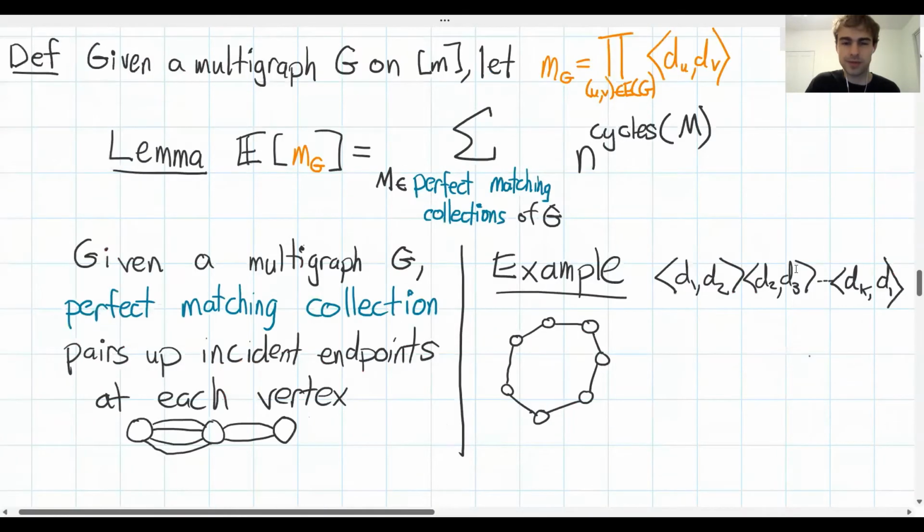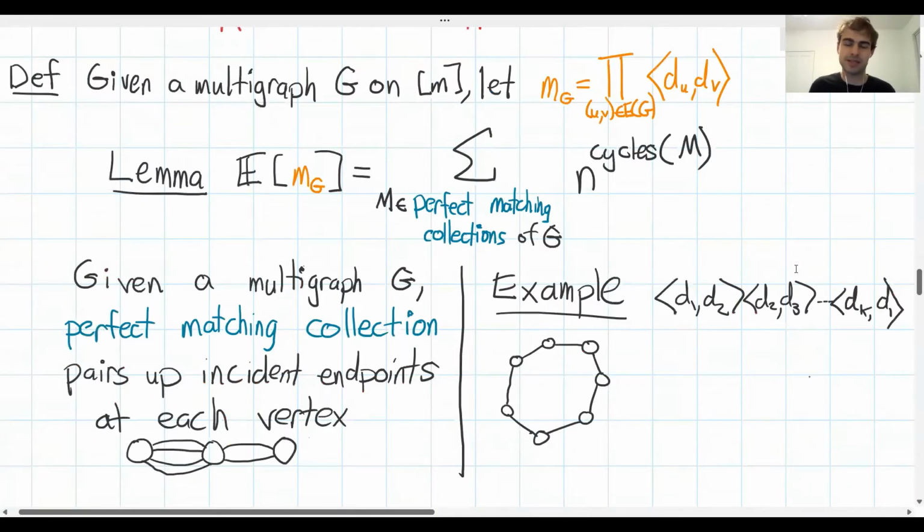So to expand a little bit more on what was on the previous slide, let's make the definition. Given a multigraph G on M, we define MG to be the product over the edges of the inner product between du and dv. So just the monomial represented by the graph G. Then here's the lemma we prove, which is a concrete formula for the expectation of MG. It's the sum over perfect matching collections of n to the number of cycles in each perfect matching collection. So what do these things mean?